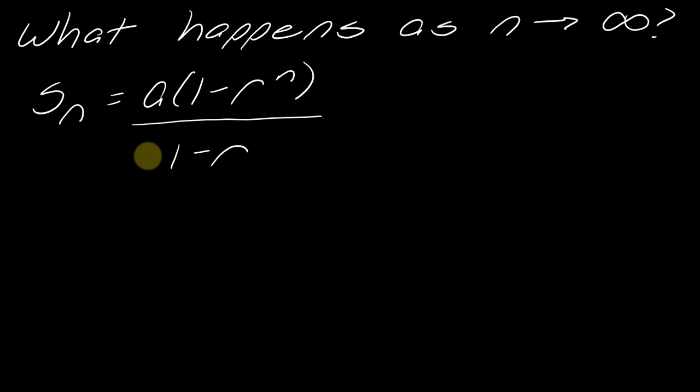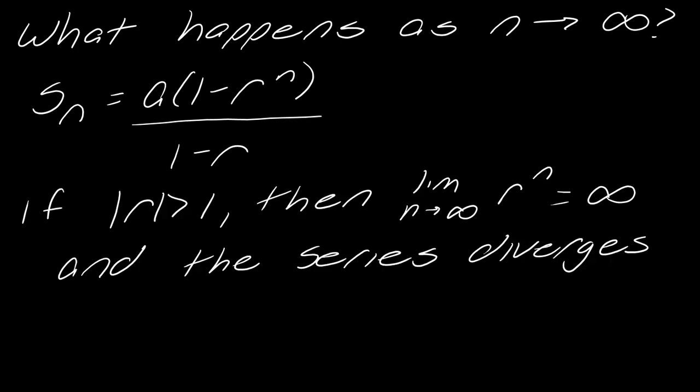So I've got this a and this 1 minus r. These things are just like stagnant fractions, right? They're not going anywhere. Where all the action is happening is right here with this n. This is the only place where there's an n. And so really it comes down to, what is r? So r could be any number. So we actually have to break this into cases.